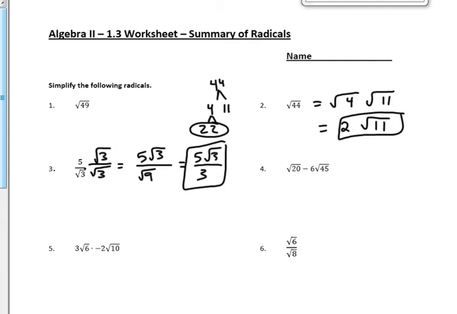Number 4, this is a subtraction problem, so I want to remember that with adding and subtracting, I have to have the radicals be exactly the same. If they're not the same, then I can't add and subtract them. But I also need to realize that if they're not the same, I need to try to make them the same. And if I can make them the same, then I can add and subtract them. So I've got the square root of 20. Well, I can reduce that because the square root of 20 is the square root of 4 times the square root of 5. And we just talked about how 4 is a perfect square, so the square root of 4 is 2. So I have 2 square root of 5 for the square root of 20. Then I've got a minus 6 out here.